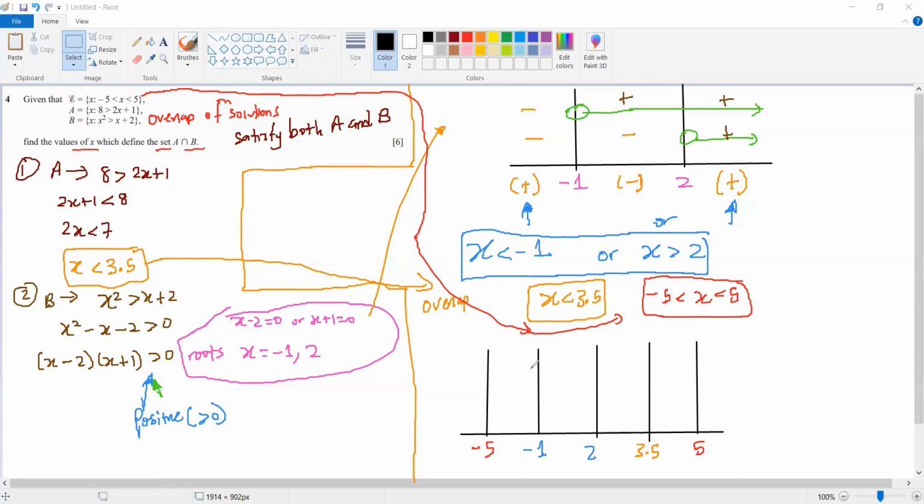So the blue one I'm going to draw first. X is less than -1 means, sorry, we start from the -5. Okay, let's say I do it like this. Ta-da, to the left like that. X bigger than 2 means from here to here.